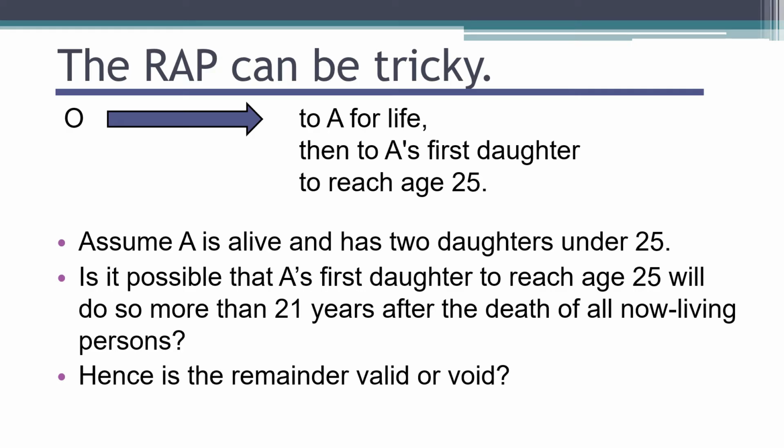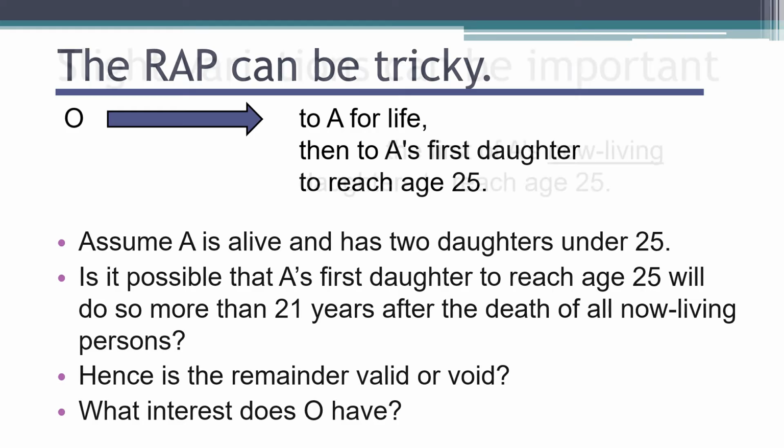So what's left simply says O conveys to A for life. That means that there is still a future interest, but it's no longer in the first daughter to reach age 25. Instead, the future interest is in O. O has a reversion, and because it is a reversion and therefore a future interest created in the grantor, it isn't subject to the rule against perpetuities, so it's perfectly valid.